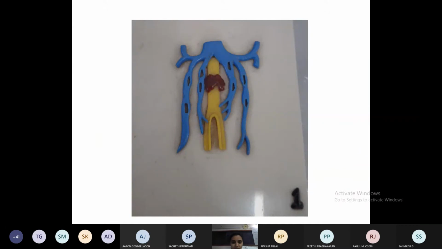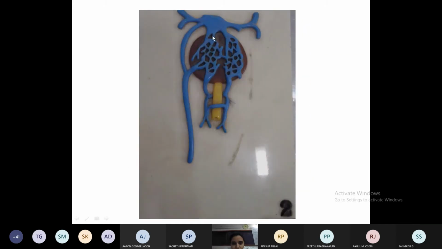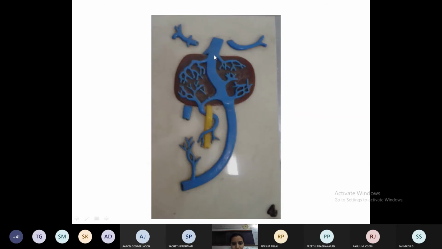This is the model of the portal vein. It's on the plate. The two vitelline veins, this is the developing liver, developing gut, the anastomosis: middle dorsal, caudal ventral, cranial ventral within the liver. This is the developed portal vein. Okay.